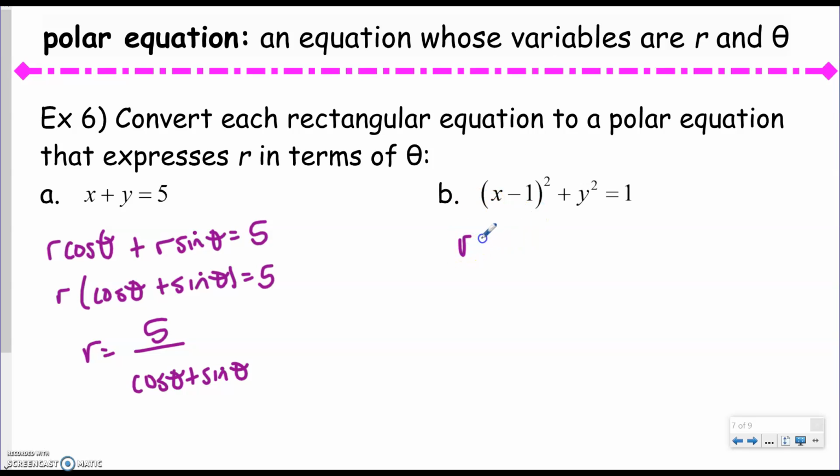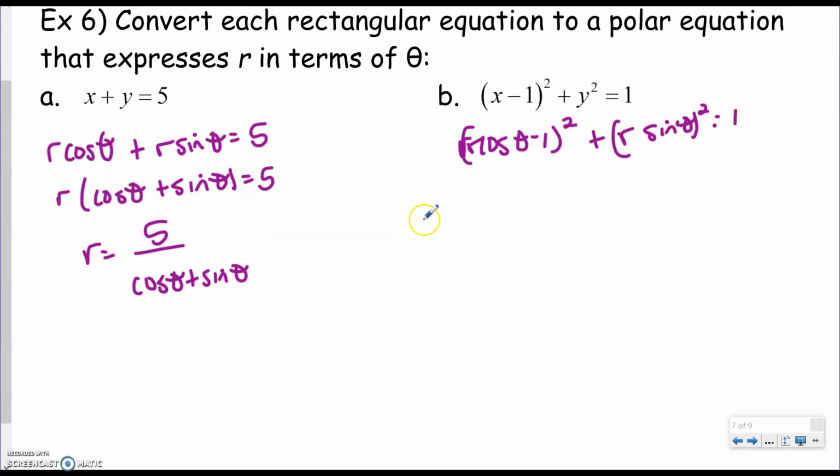We have our cosine of theta minus 1 squared plus our sine of theta squared equals 1. And this one's going to require some algebra. So if I multiply all this out, we get r squared cosine squared of theta minus 2 r cosine of theta plus 1. And then we get r squared sine squared of theta. And we're going to simplify this. We're going to move some stuff around and regroup it.